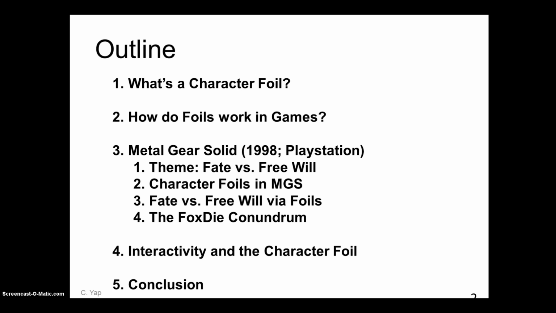So the basic layout of this presentation is going to be as follows. The first thing I want to do is define what's a character foil. Now, essentially, this is a literary device. In the second part, I want to discuss our main research goal with this paper, which is essentially to observe how foils work in interactive games. And to discuss this, in part 3 we chose the game Metal Gear Solid for the PlayStation in 1998, and we're using this as a sort of critical lens to observe how a major character foil is portrayed in a game and how well it works in a game.